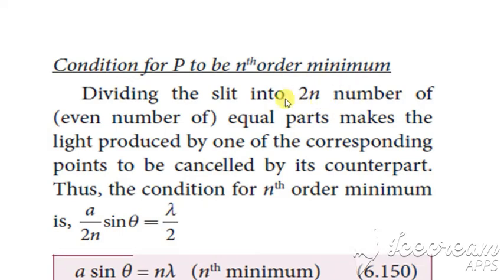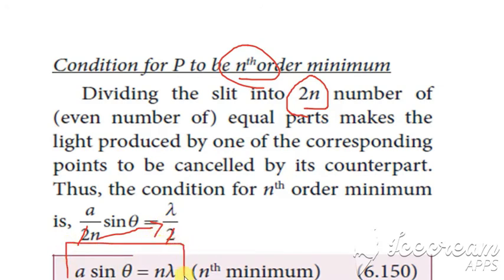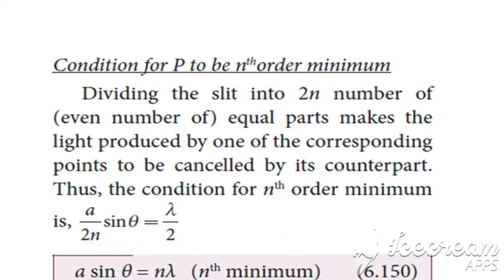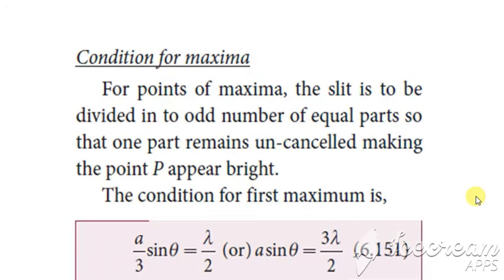Okay, so that is the next one we are writing. It is divided into 2n parts. Here we are writing for the nth order, it is divided into 2n, and so it is A divided by 2n into sine theta, which is equal to lambda divided by 2. Now the 2 gets cancelled, so we get A sine theta, which is equal to n lambda, and this is for the nth minimum. Okay, so clear? So this is for all the minima, first, second, third, as it goes on till the nth minimum. Clear?